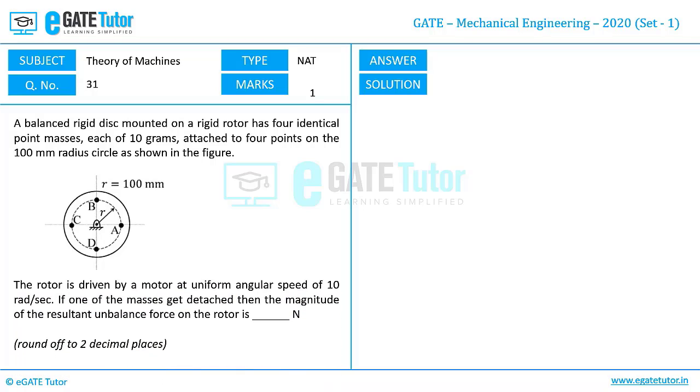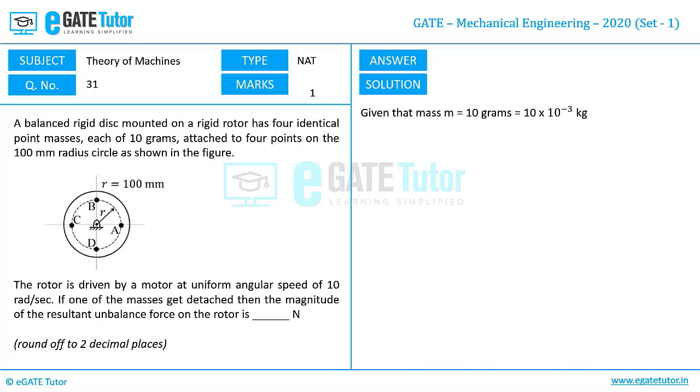The question is, the rotor is driven by a motor at a uniform angular speed of 10 radians per second. If one of the masses gets detached, then the magnitude of the resultant unbalanced force on the rotor is dash Newton. Here also, we need to round off the solution to 2 decimal places. Let's proceed to the solution.